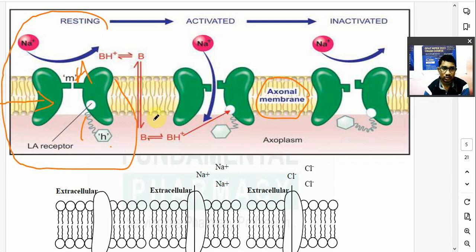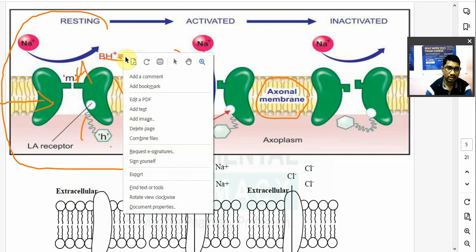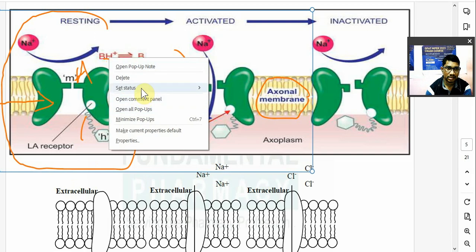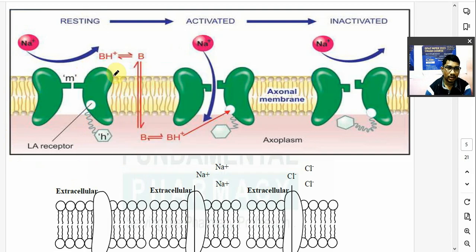Okay, so sodium ion will enter into the cell, right? There is a depolarization and there is a conduction of impulse. But what these local anesthetics do, say for example this is a local anesthetic. As they are lipid soluble molecules, mostly these drugs are lipid soluble. So that's why they get good entry into the neuronal membrane.